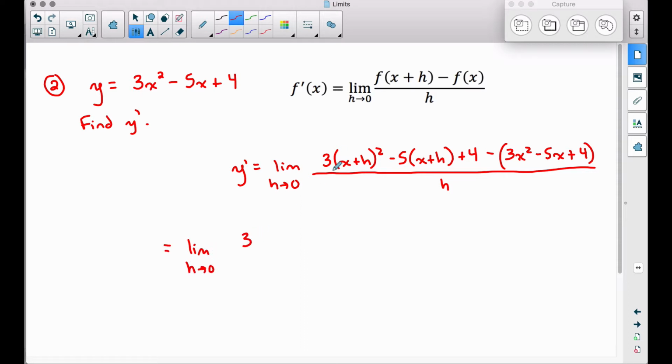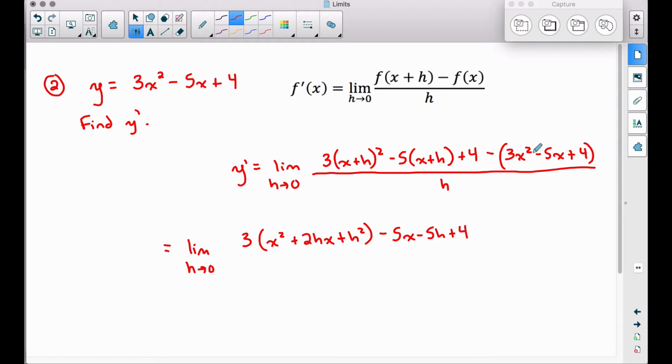We have our 3. And now x plus h squared, be careful with this. x plus h squared means x plus h times x plus h. Doing a little bit of FOIL method, x squared plus 2hx plus h squared. Make sure you FOIL that out or multiply your 2 binomials correctly together there. Distribute the -5 to both of these terms. So minus 5x minus 5h. Don't forget your plus 4.